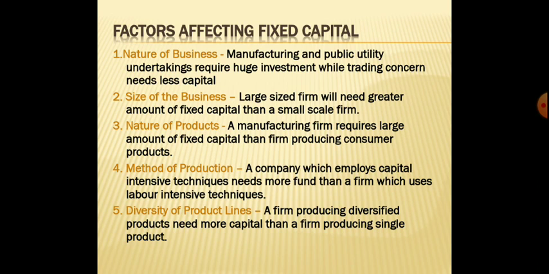The first one is nature of business. If you have a manufacturing business, you need more fixed capital. On the other hand, if you have a trading concern, you will need less fixed capital investment. Also, public utility undertakings, for example railways, electricity supply, city transport, require a huge amount of investment in fixed assets.